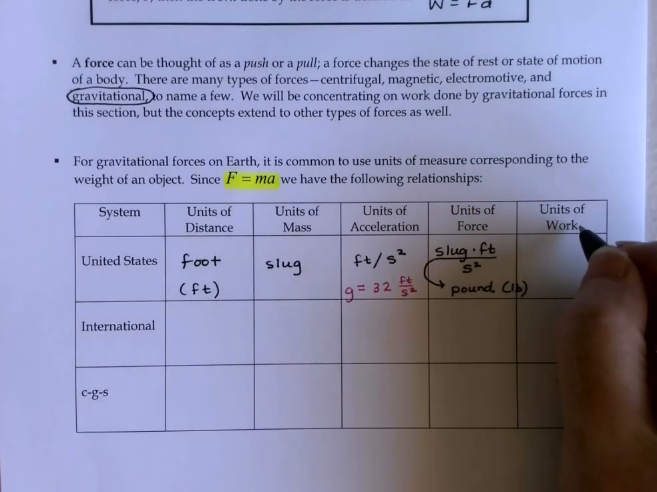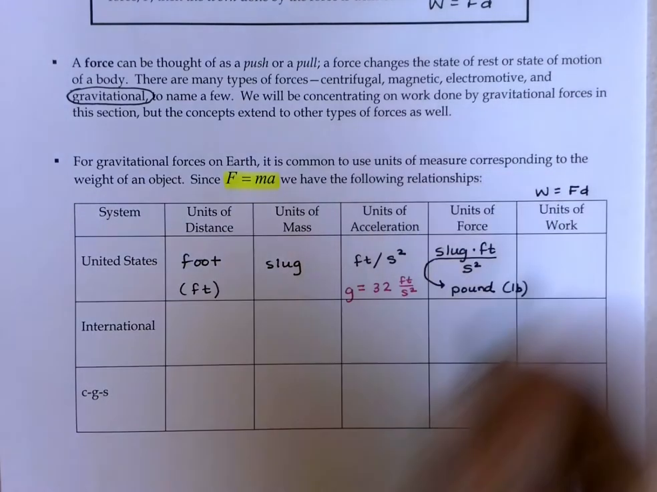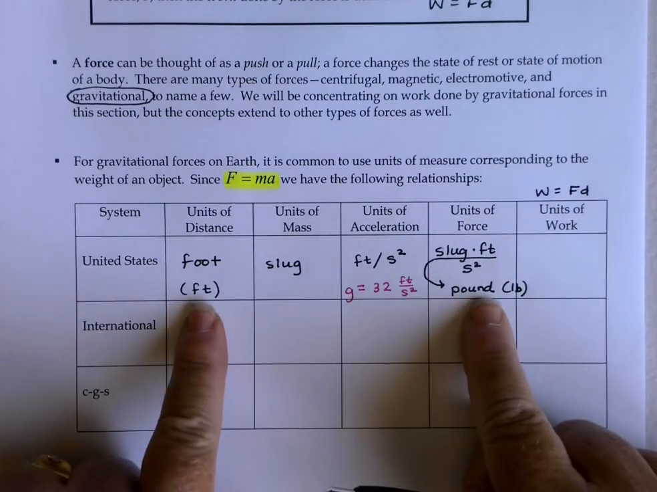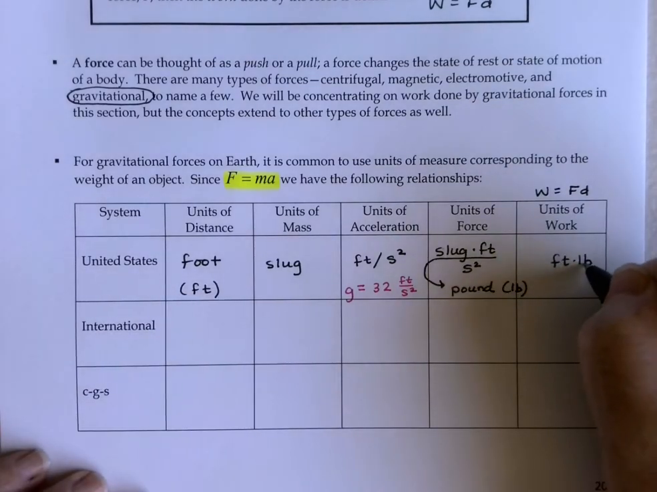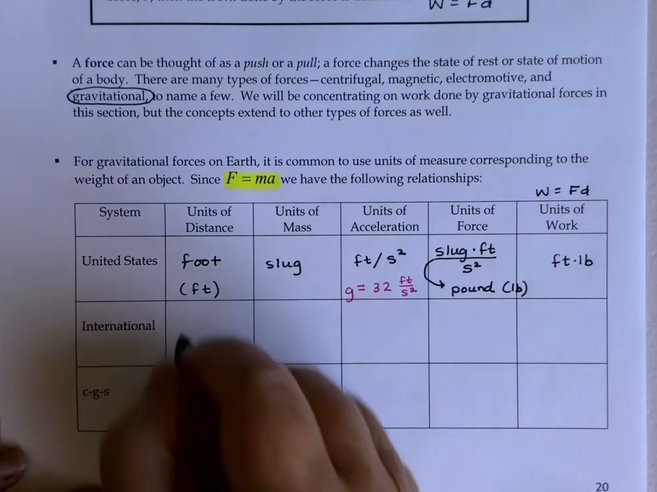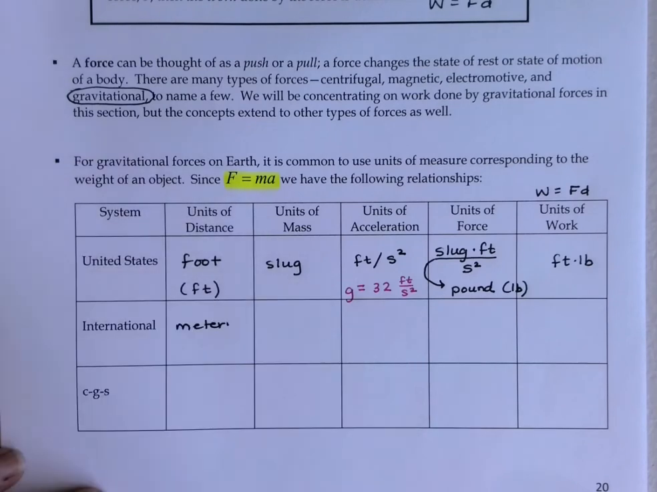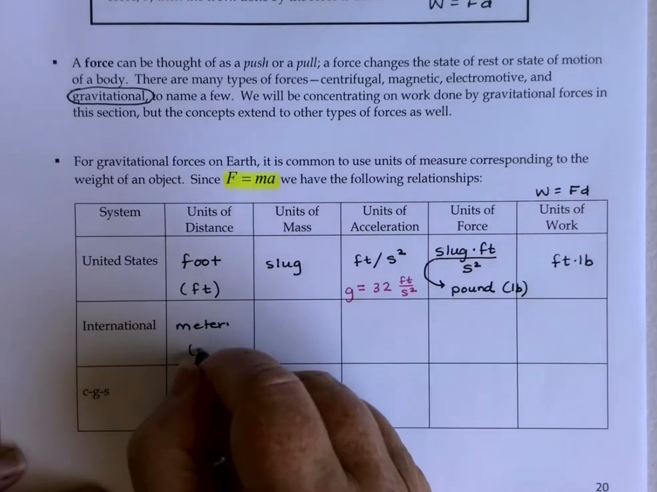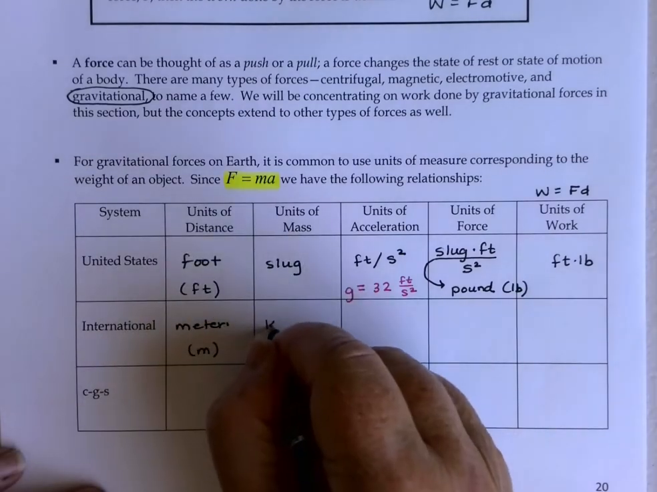The units of work then, since remember work is force times distance, we'd have feet times pounds, and our units of work are going to be foot-pounds. All right, let's go through that same analysis for the international system. The standard unit of measure in the international system is the meter, and most science classes will use that. Standard units of mass would be the kilogram.